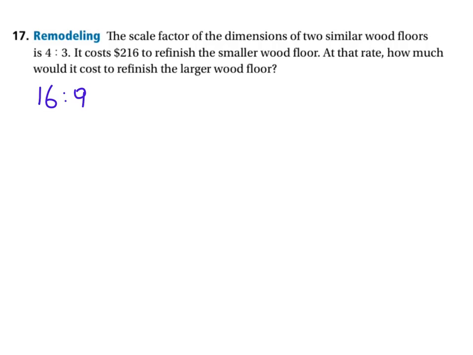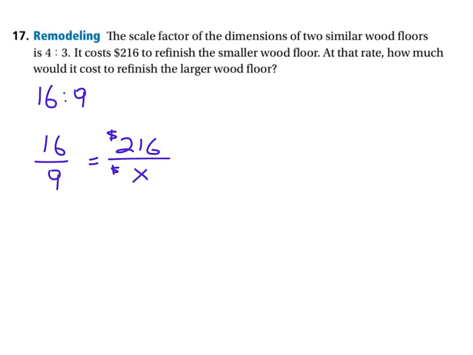Okay, so if they have a ratio of 16:9, and they say the smaller wood floor costs $216 to finish, then what will it cost to finish the larger one at that same rate? So we're just setting up a proportion. 4:3 length ratio means a 16:9 area ratio. 16. Oh, and actually, you know what?